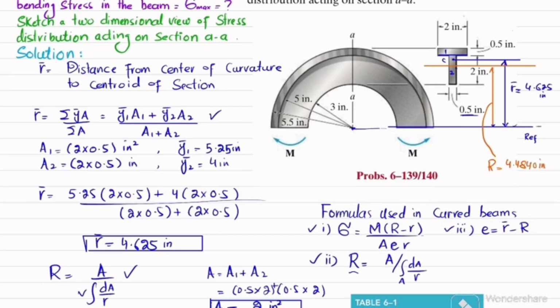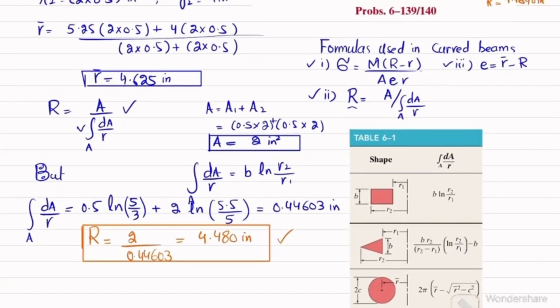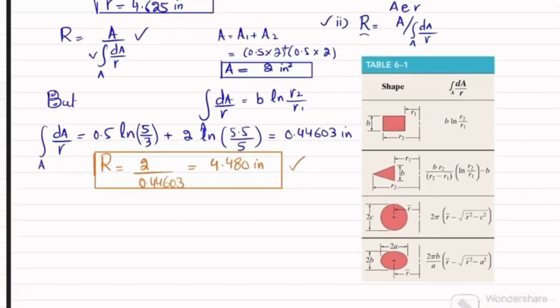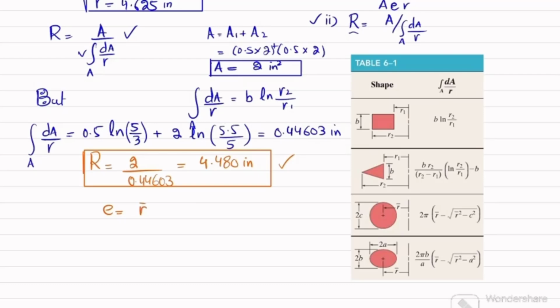4.4840 inch. Okay. Now we have found this capital R, and we have found this R dash and R clear. So we'll find this e. So e will be equal to R dash minus R. R dash is how much? R dash is 4.625 minus R, which is 4.480. So when you solve this, you will get 0.1410 inch.